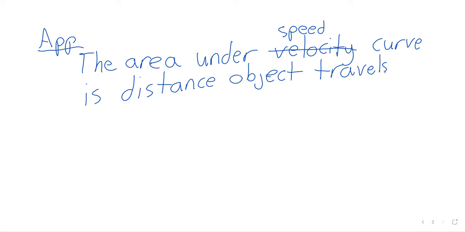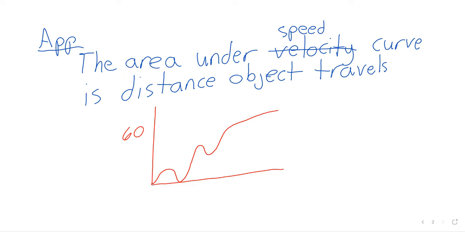So if you look at a car, for example, and you have a speed curve that maybe looks like this. You accelerate, you at some point get stuck at a stoplight, then you have to stop. Then you go up, you get stuck behind a slow car, you have to slow down, but eventually you get up to 60 miles per hour. And you just stay at 60 miles per hour until you arrive at your destination.